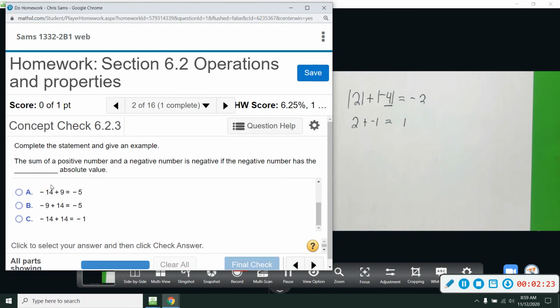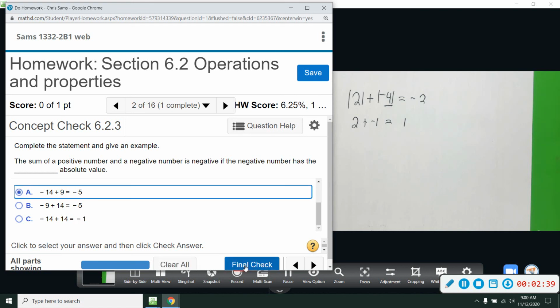So we have a negative 14. 14 is bigger than 9, and we'll get negative 5. This one, the 9 is negative, but it's smaller than 14, so that would result positive. And then these are the same. You should get 0. So A is the one that would be the best answer.